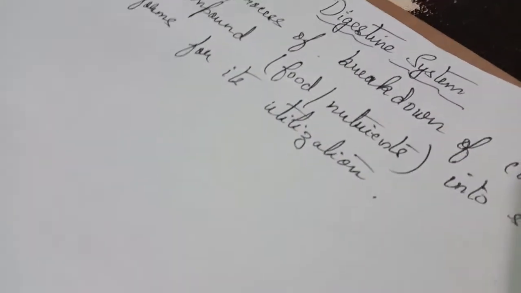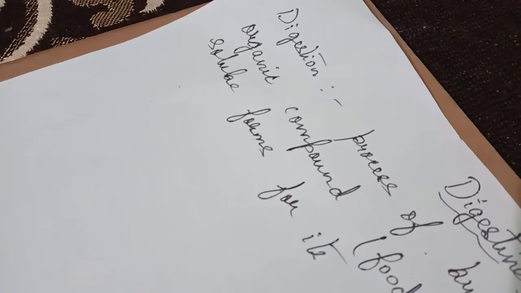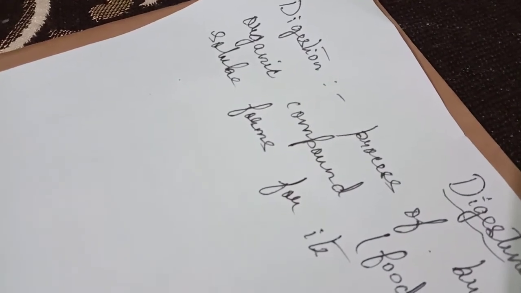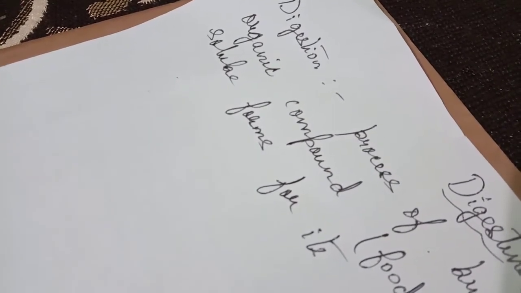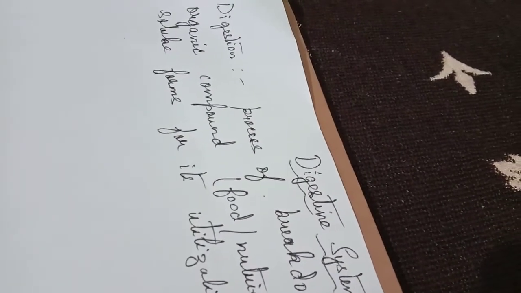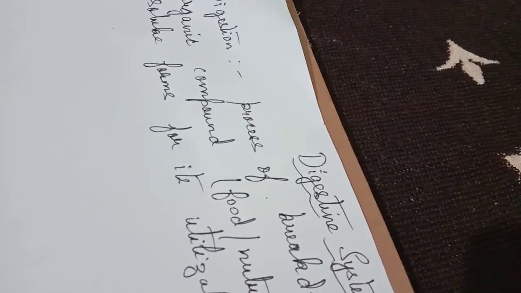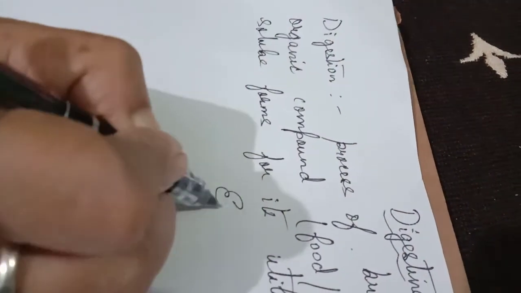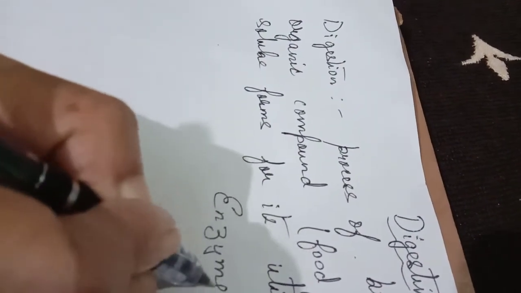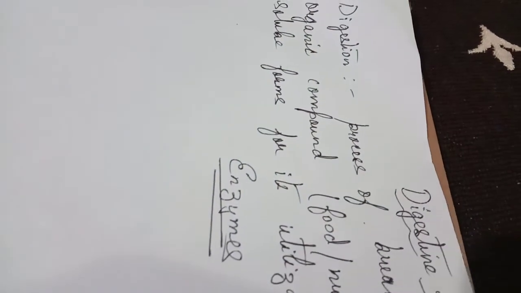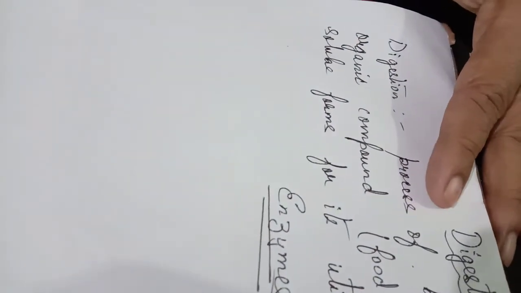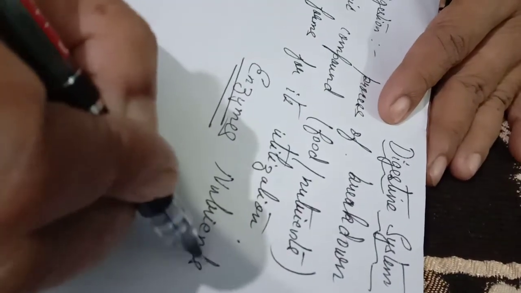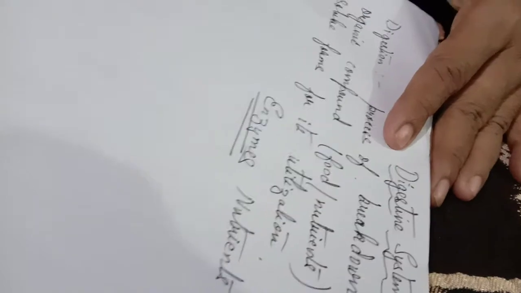Clear? Now when we talk about digestion, as I have said earlier also, what do we mean by digestion? It is the process of breakdown of complex organic compounds of food into simpler forms, and that requires the role of enzymes. That is, we take food in the form of nutrients, carbohydrates, fats, proteins, vitamins and minerals.